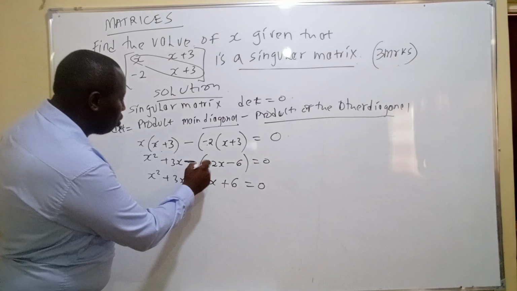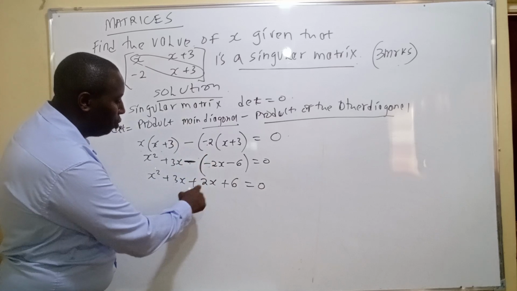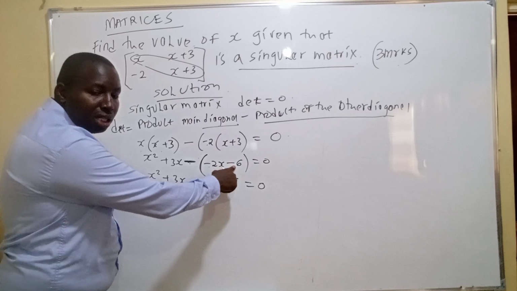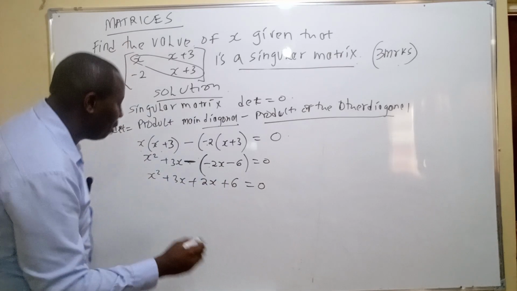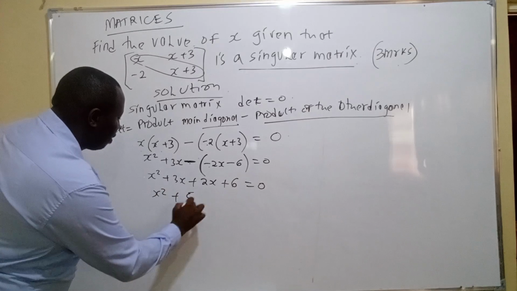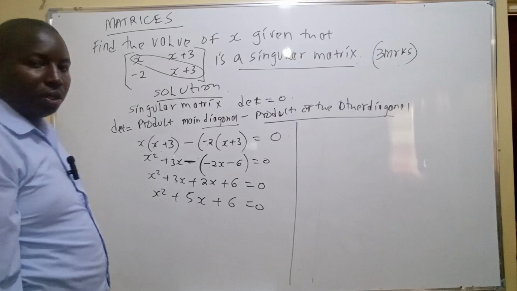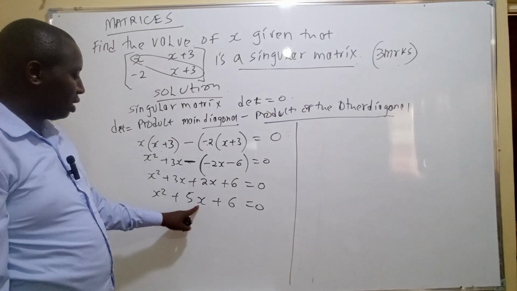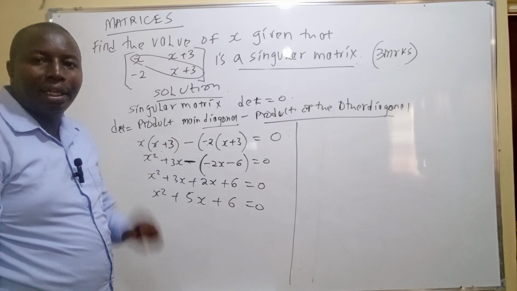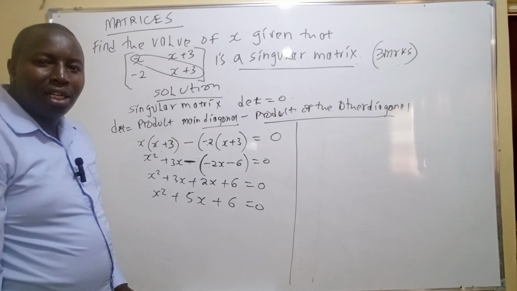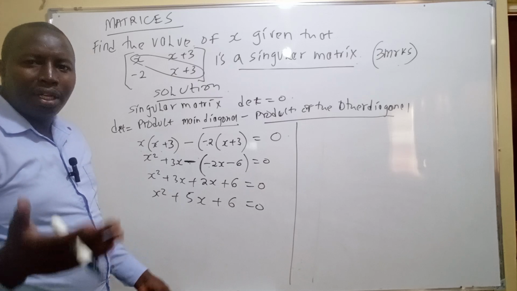Once you open this bracket, because it is minus, it's like minus 1 times minus 2, you get plus 2, and minus 1 times minus 6, you get plus 6. So it should be like that. Then you form a quadratic equation: x squared plus 5x plus 6 equals 0. That equation is required. Don't make a mistake. Then the next step is to solve the quadratic equation.